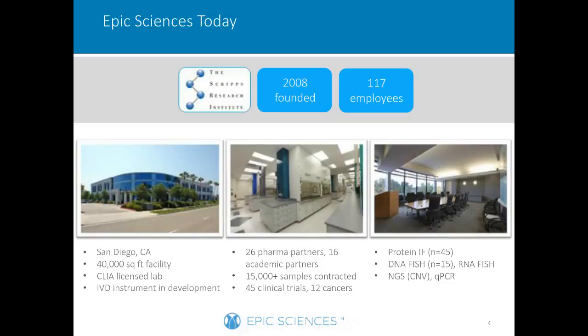Currently we offer the Epic technology as a service in our lab, and we have over 26 pharma partners and 16 academic partners. We have contracted to analyze over 15,000 samples and have participated in 45 clinical trials across 12 different cancer types. We have developed 45 different protein immunofluorescent assays targeting different molecular targets. We've developed a lot of DNA FISH assays targeting DNA rearrangements that can be targeted in individual CTCs. We're developing our RNA FISH capabilities. And most recently, we've developed NGS capabilities to do next-gen sequencing on single cells to profile genome-wide copy number variation.